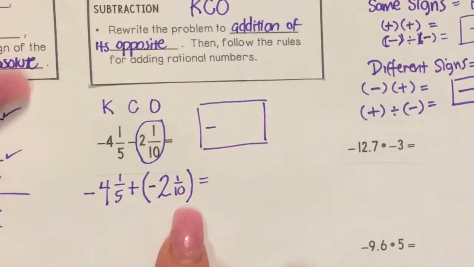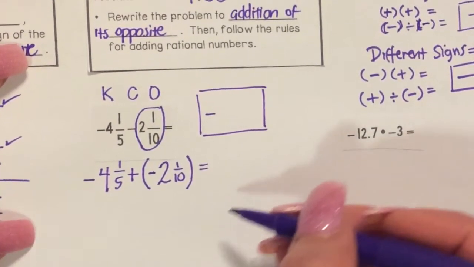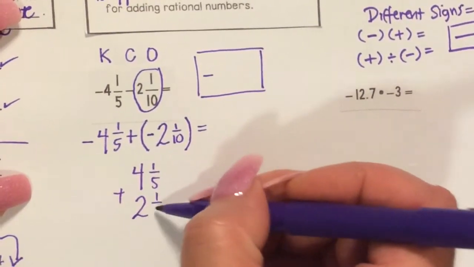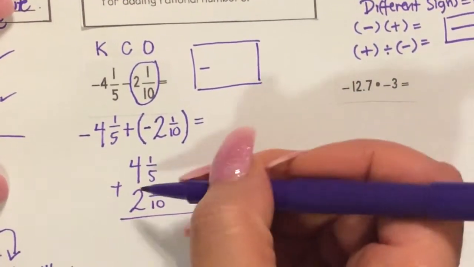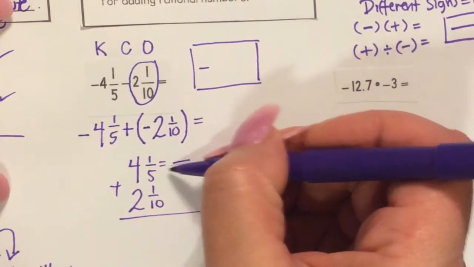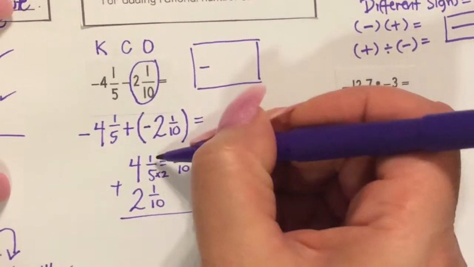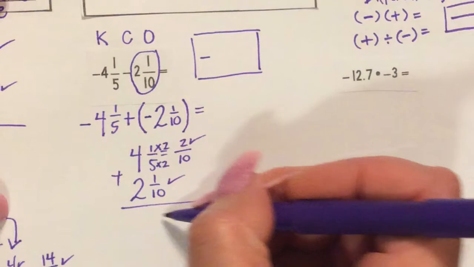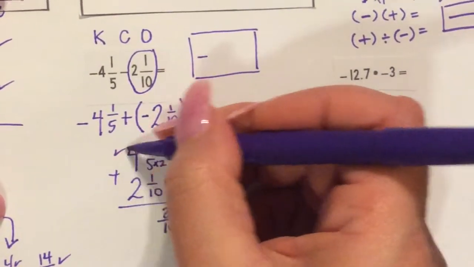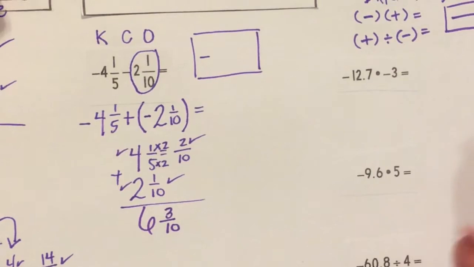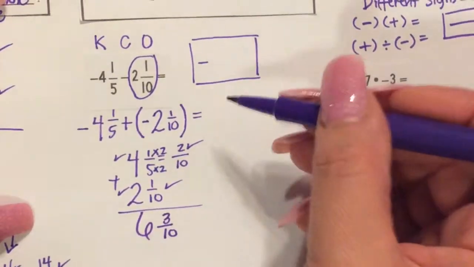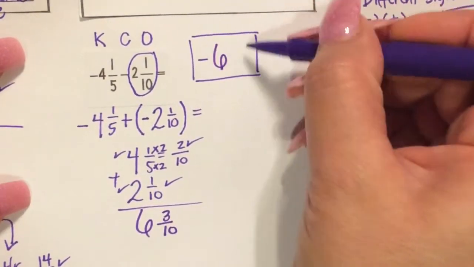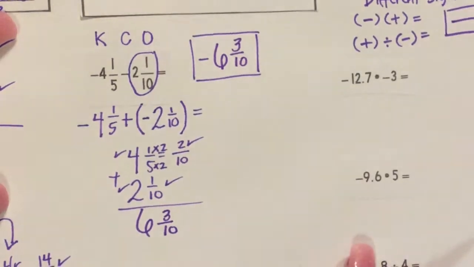So I'm going to lock that up. I've already taken care of the sign. Now I'm going to add these two numbers. So I go 4 and 1/5 plus 2 and 1/10. And here we turn the 1/5 into tenths. So 5 times 2 is 10. 1 times 2 is 2. We have 2 tenths plus 1/10. We have 3 tenths. And then we have 4 plus 2 is 6. So the final answer is 6 and 3 tenths. We previously decided the answer must be negative. So the answer is -6 and 3 tenths.